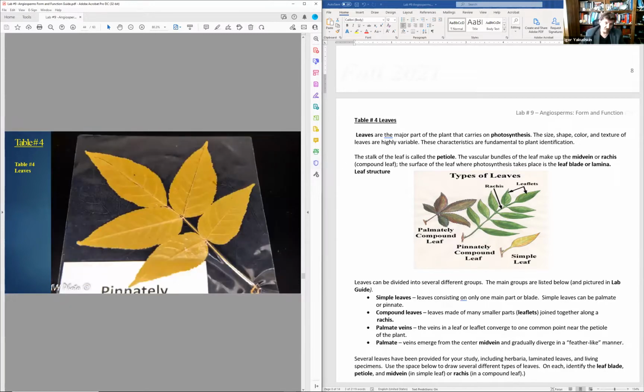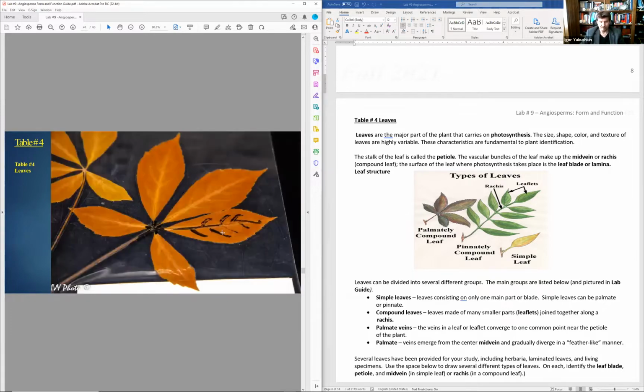So again, here we're looking at the pinnate and the pinnate, right? So compound, pinnate arrangement of the leaflets and pinnate arrangement of the veins. So don't mix and match. Arrangement of the leaflets, arrangement of the veins. Same terms. So pinnately compound, pinnate venation. Palmately compound, pinnate venation.